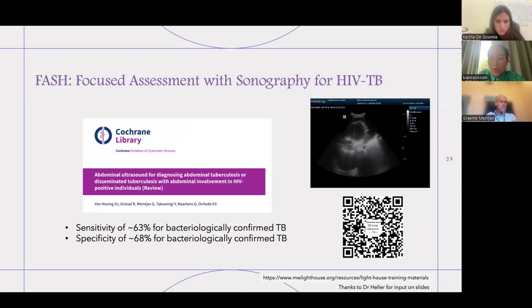There's amazing resources that have been put online, and there's a Dr. Tom Heller, who's based in Malawi, who has produced amazing courses and documents that can be used to train yourself or be trained in this potential tool. So if you do have ultrasound available to you, I've linked it here, or hopefully this QR code works to take you directly to those training resources, which will hopefully be helpful.